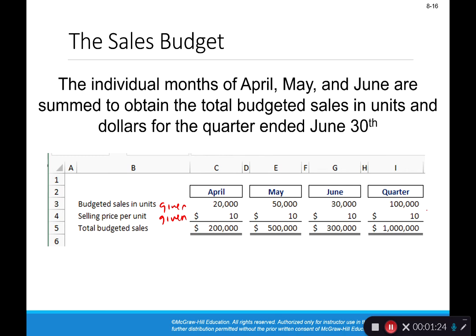Notice, though, for the selling price, we don't add the selling prices together. That's a constant. It stays at $10 on a per unit basis. But the bottom line is, all we do to get a sales budget is take our unit sales times the selling price.